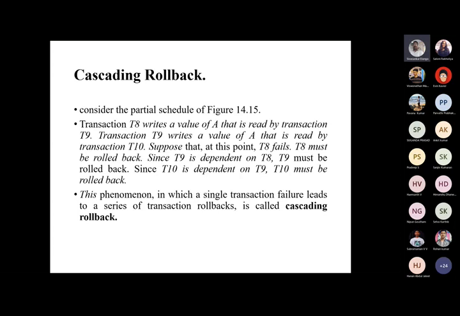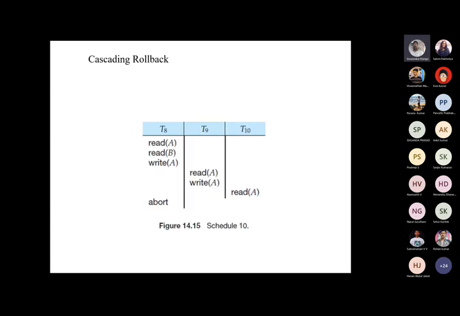This phenomenon in which a single transaction failure leads to a series of transaction rollbacks is called cascading rollback. It occurs because you have multiple concurrent transactions, and each transaction is going to read the value of a data item that is being written by another transaction.